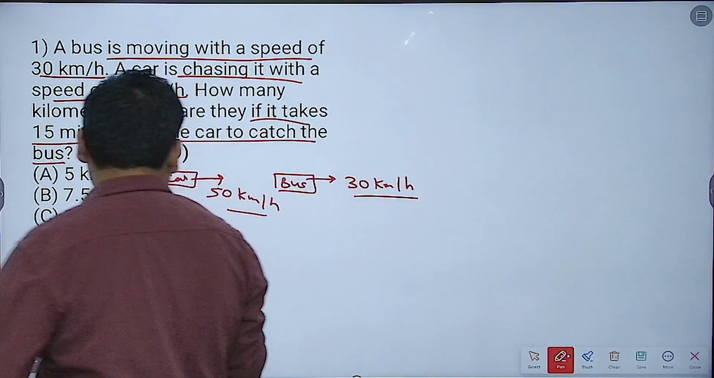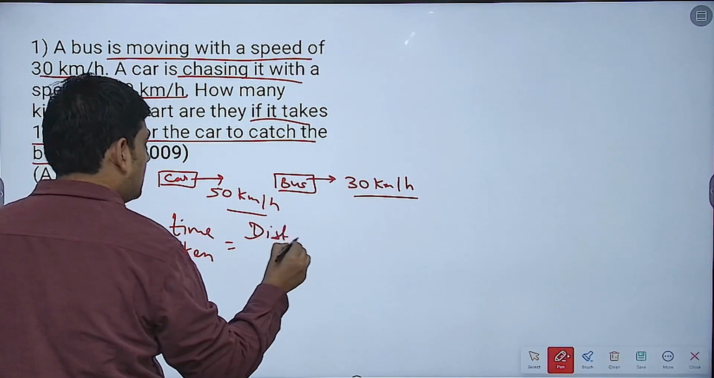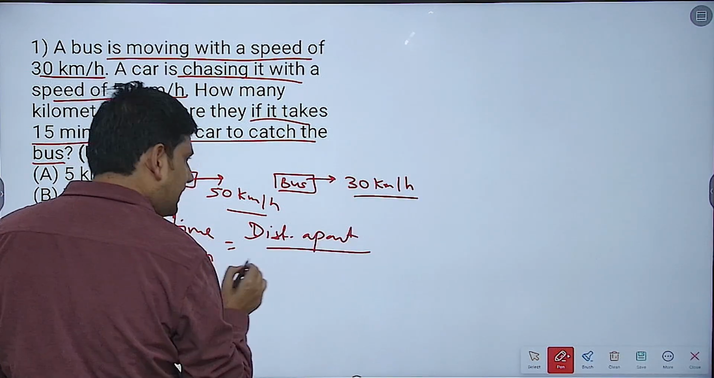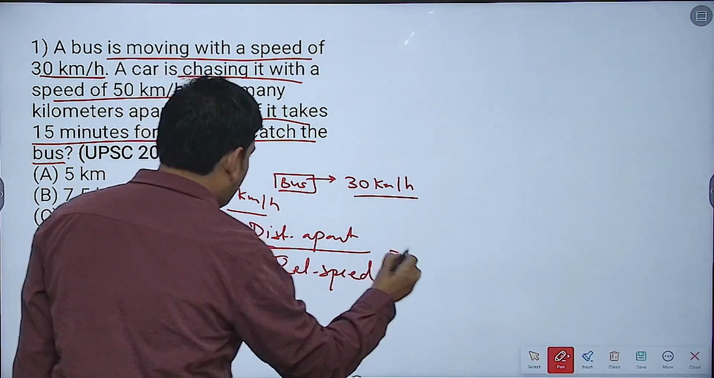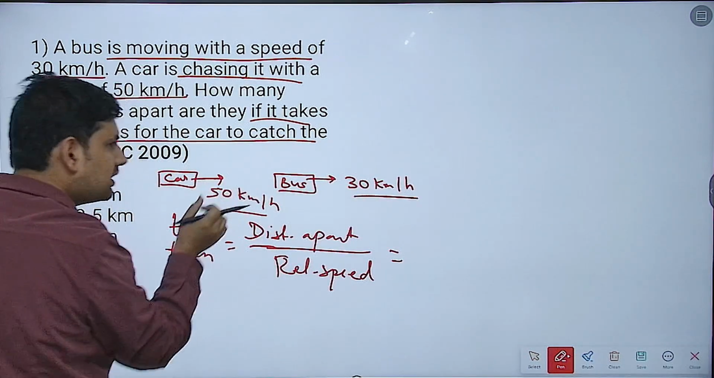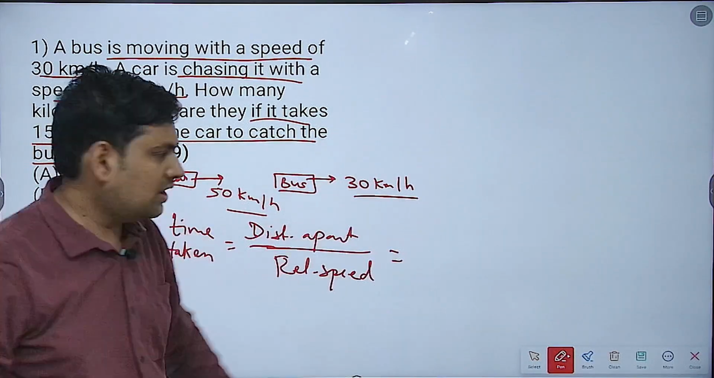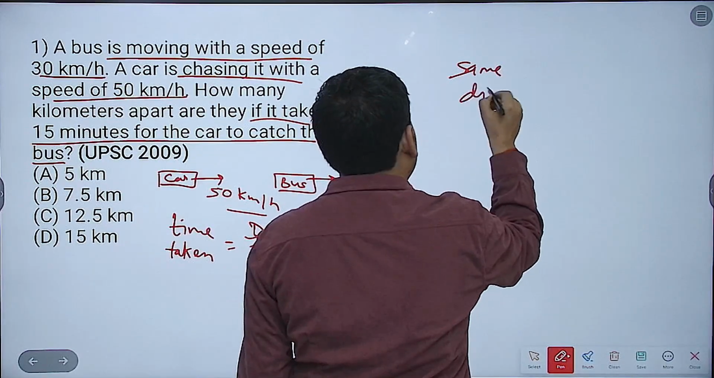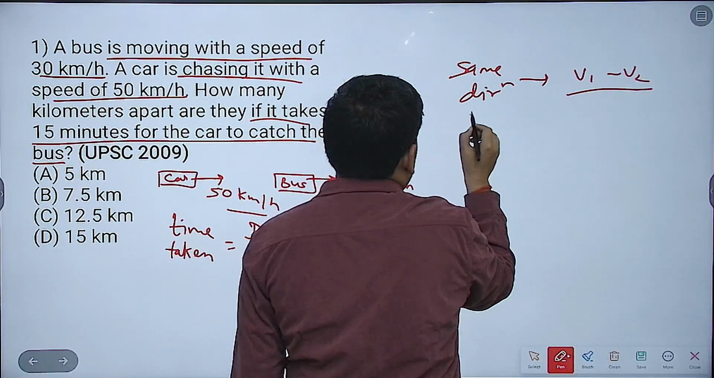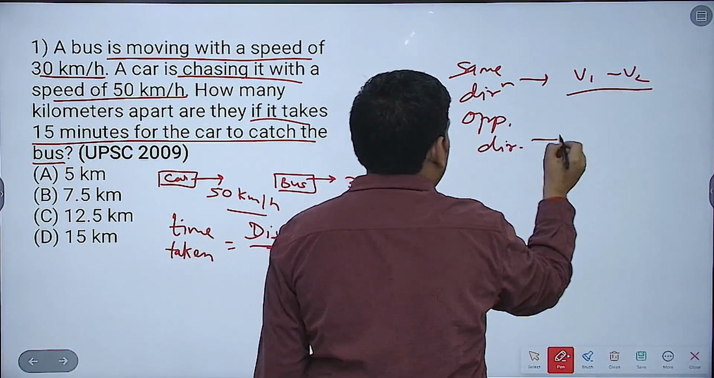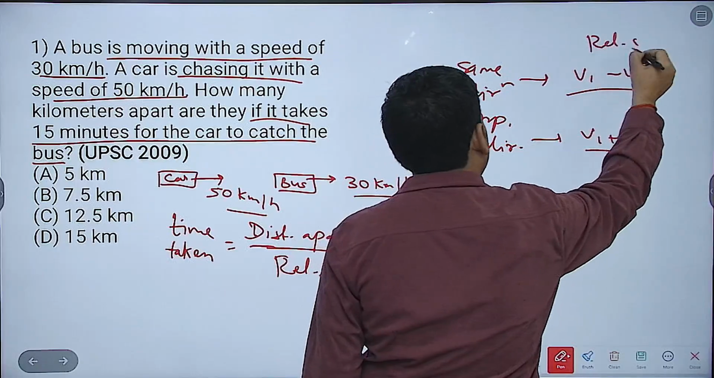The formula is the same, that is time taken to meet or to catch is equal to distance apart divided by relative speed. Now, as you can see, this is trying to increase the distance, this is trying to decrease the distance, correct? So relative speed will be a subtraction when they are moving in the same direction. When two objects are moving in the same direction, relative speed comes out as a subtraction. When they are moving in opposite directions, relative speed comes out as an addition. So this is relative speed.